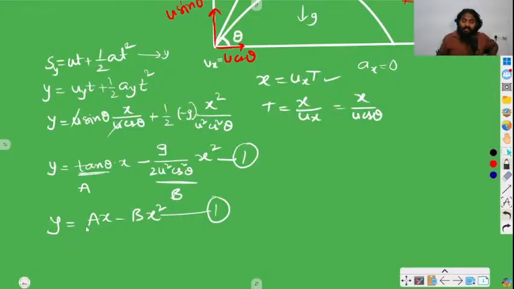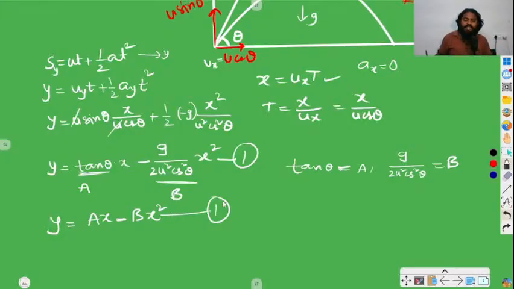So if I take tan theta equal to a, and g by 2u square cos square theta as b, then the equation turns into y is equal to ax minus bx square. Here we get minus bx square, which means it represents the reverse parabola. If you get y is equal to ax plus bx square, it is the usual parabola equation, but here we are getting minus bx square, so it represents the reverse parabola.